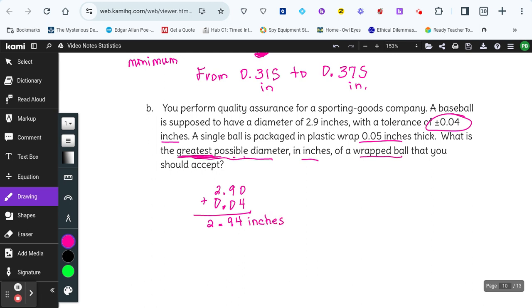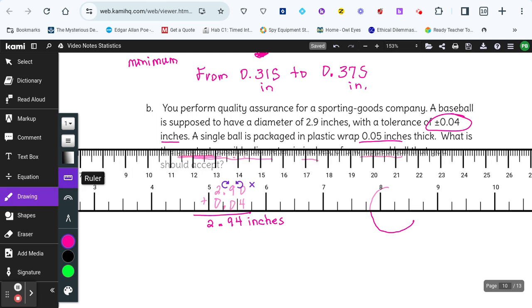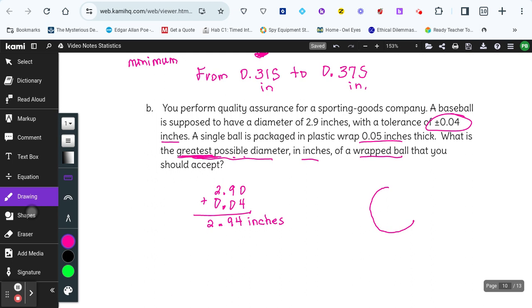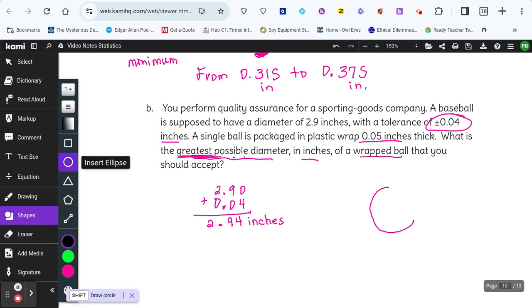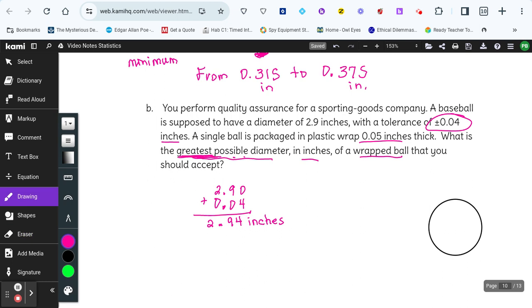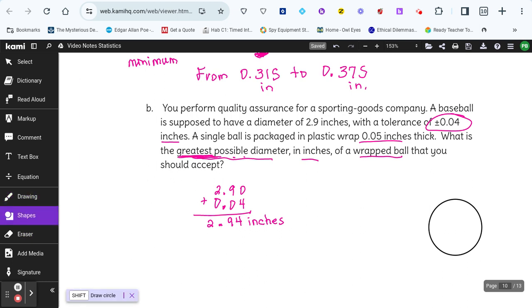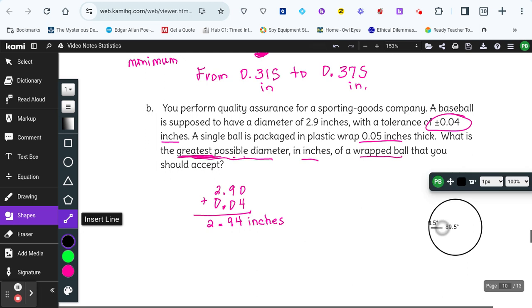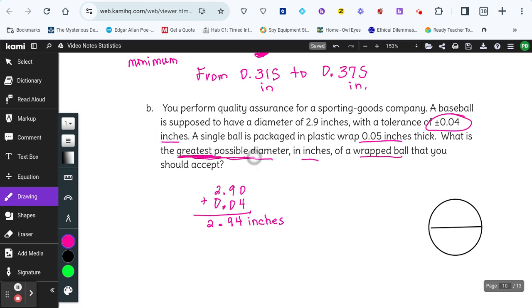But you're going to have to consider this ball. Let me see if they got a shape. Take the ruler back. I'm looking for shapes. Okay, let's do this. So you got this ball here, let me go back to shapes, that has a diameter from here to here. And we're pretending we're going with the greatest possible diameter, so it has a diameter of 2.94 inches.